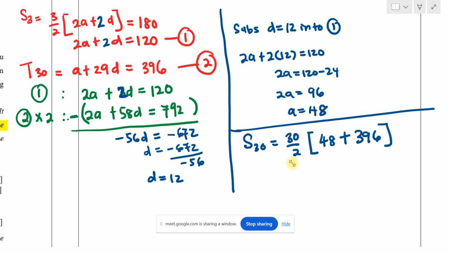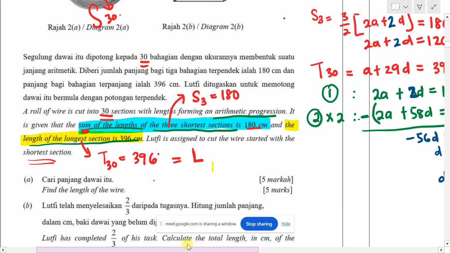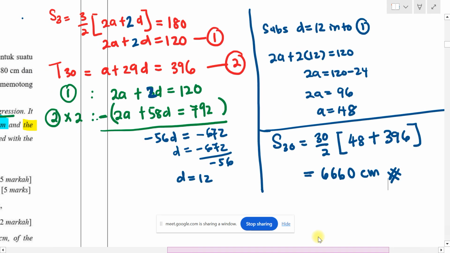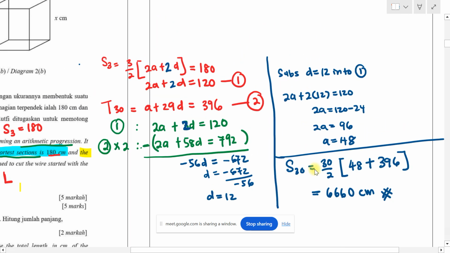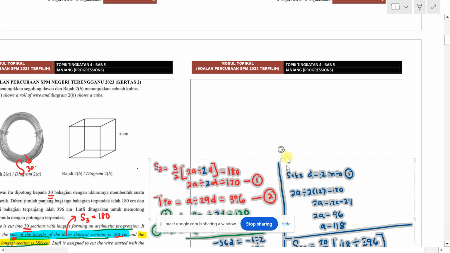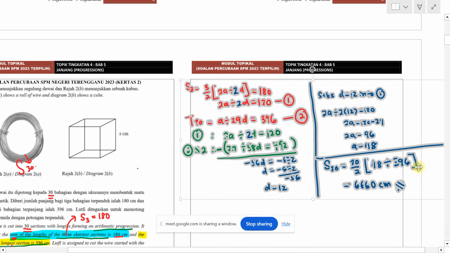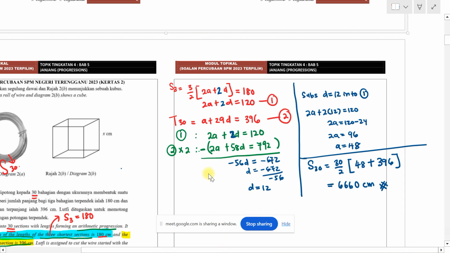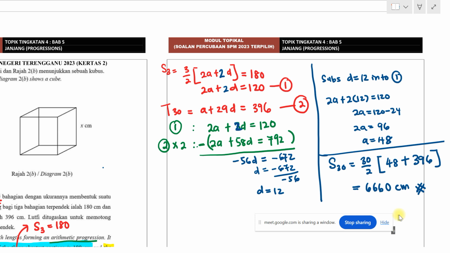15, 48 plus 396. So, you will get the answer 6660 centimeter. Check whether they are asking meter or what. Can't trust them. Okay, they only ask for length. You can give in cm or meter, up to you. The final answer. Okay, that's your answer.